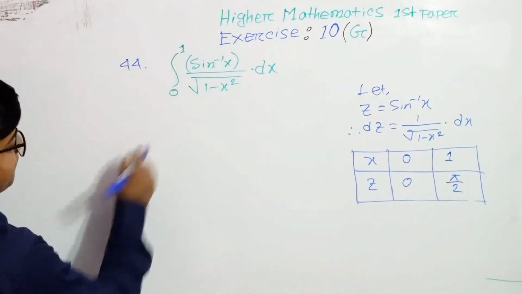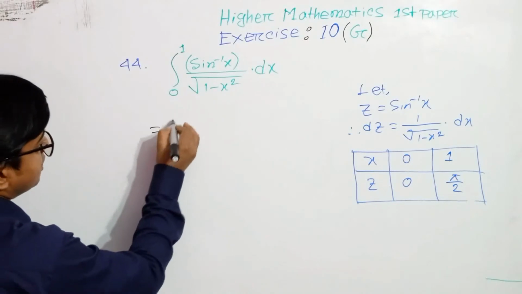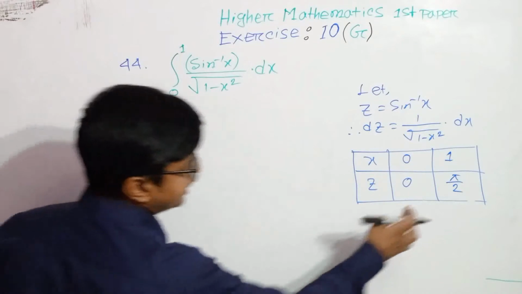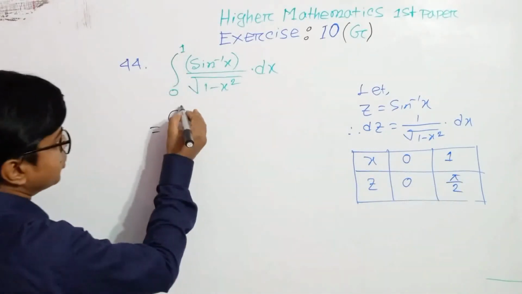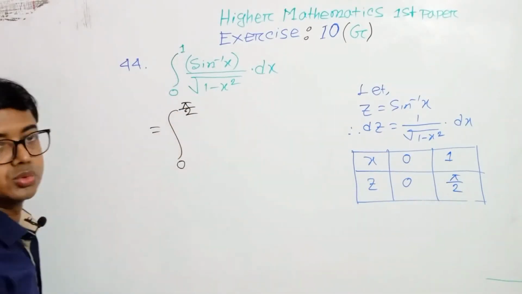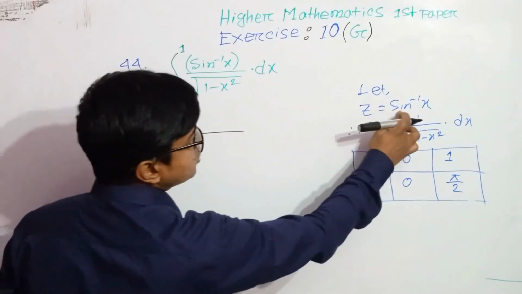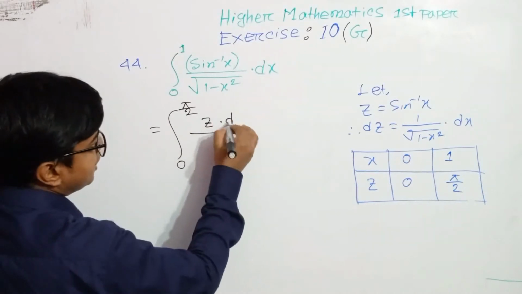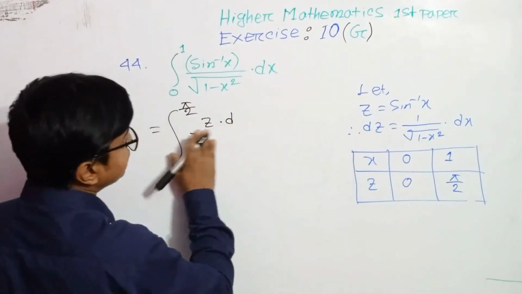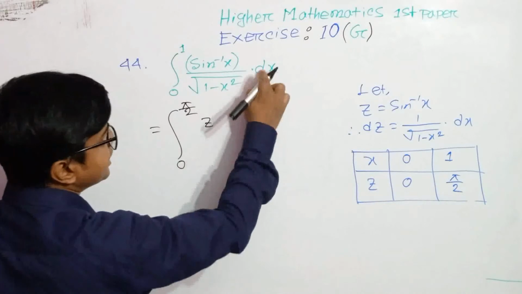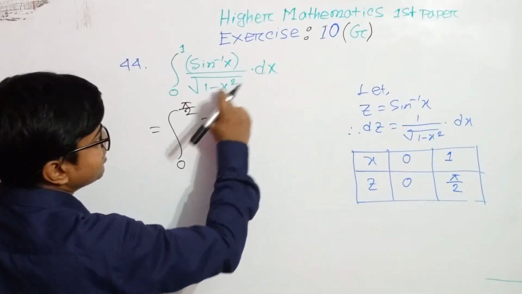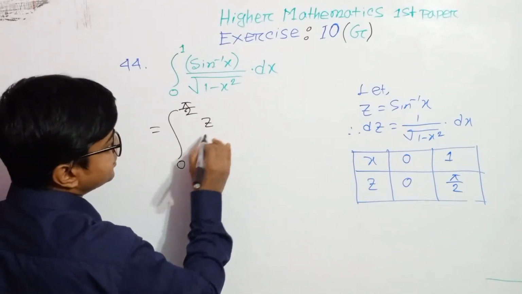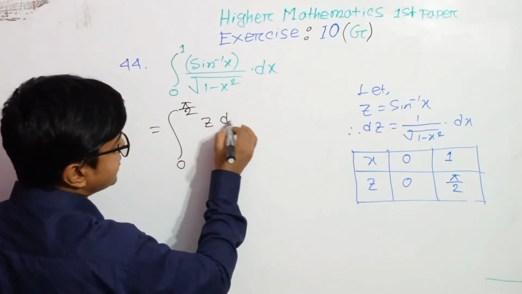Now here lower limit is 0, so it will be 0, and upper limit is pi by 2, so we can write pi by 2, and z equals sin inverse x, so z into dx by root over 1 minus x square, so we can write dz.